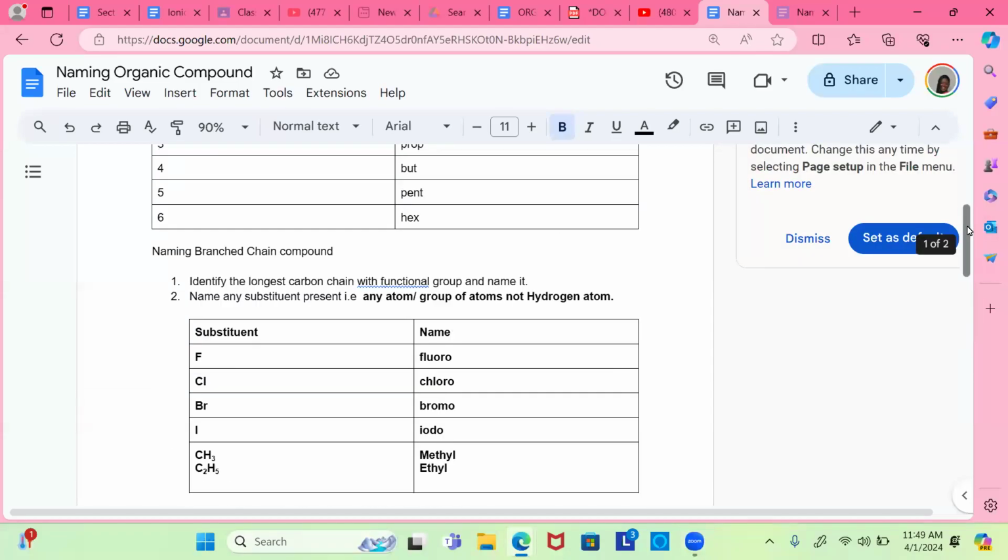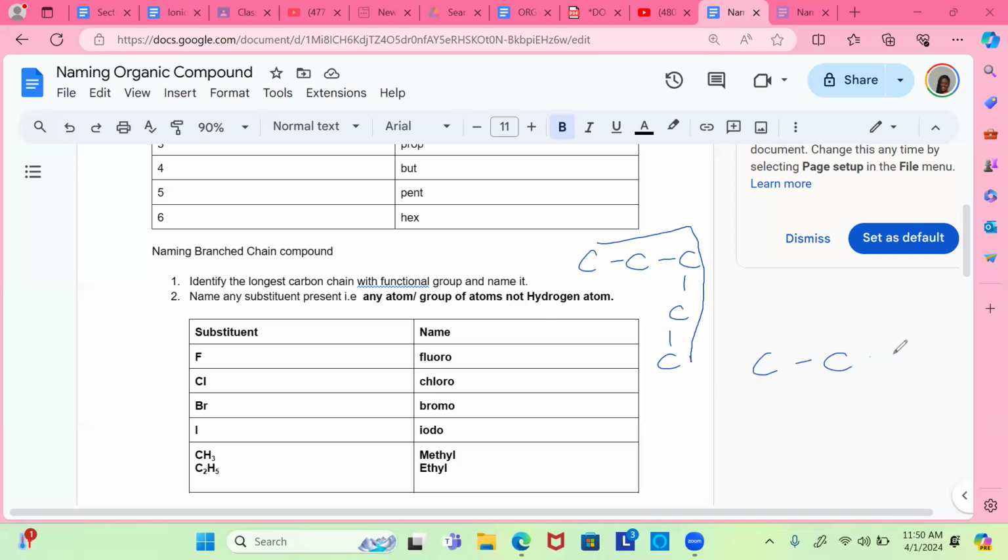So we're going to be naming branch chain compounds. A straight chain compound, or an unbranched compound, is one in which all carbons can be counted without lifting your finger. So although this looks funny, this is a straight chain compound, right?